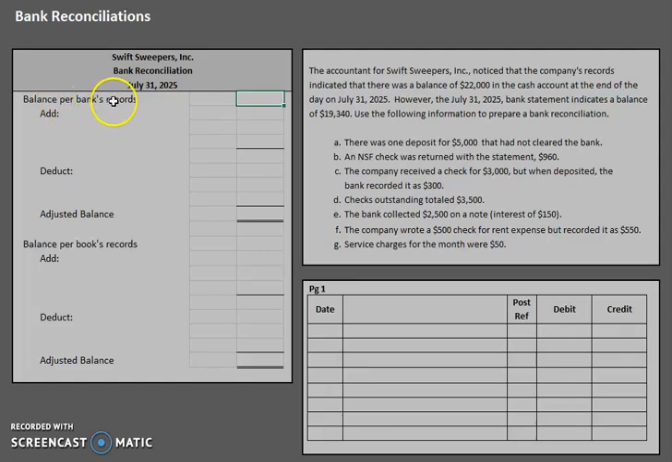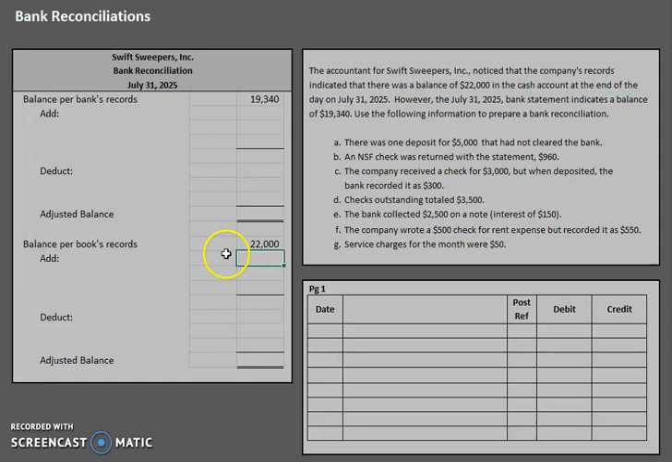So according to the bank's records, which would be on your bank statement, the balance in the cash account or in their checking account is $19,340. However, according to our records, in our cash accounting records, we should have $22,000. So there's some money missing, so they're going to want to figure out what's going on. Keep in mind, it might not be that money's missing. It might be that our balance is actually something a lot lower. We just don't know about those changes.